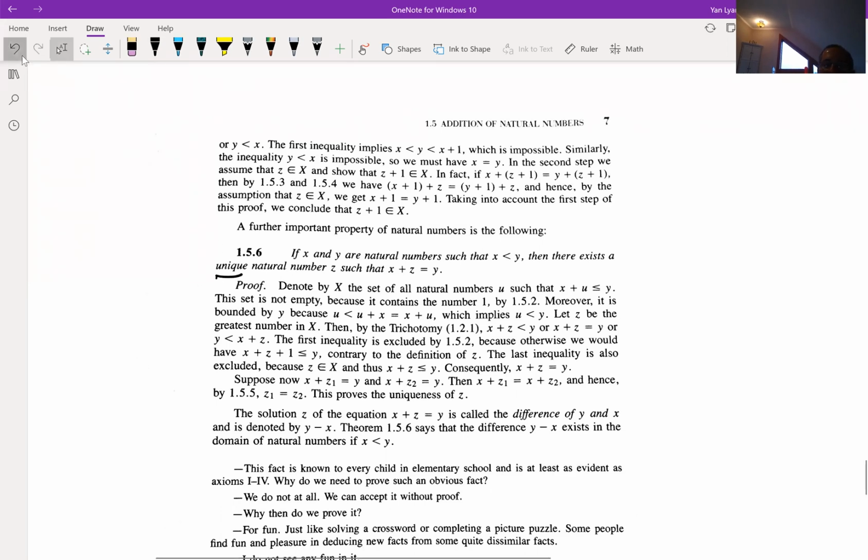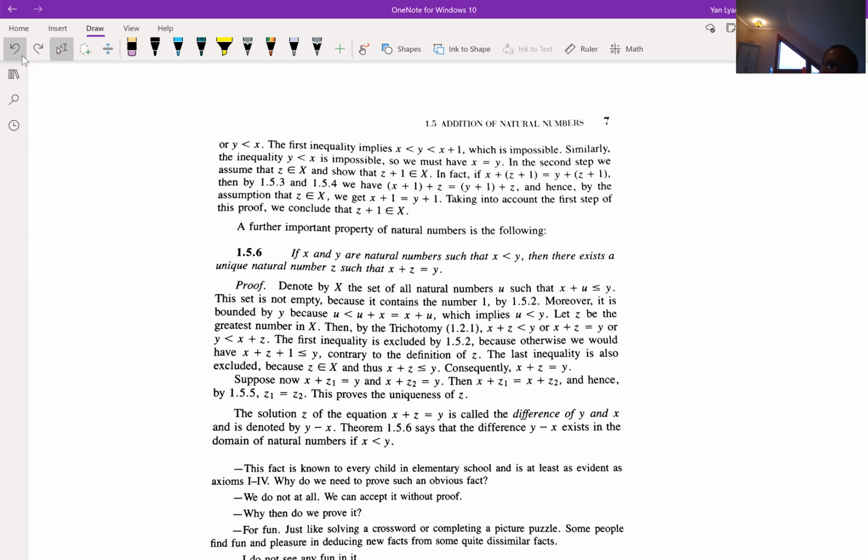I think we had a couple of uniqueness proofs already at the beginning. Saying that there's a single number that could be added to x that would equal y. Yeah, a unique number. I think we had a couple of uniqueness arguments previously.